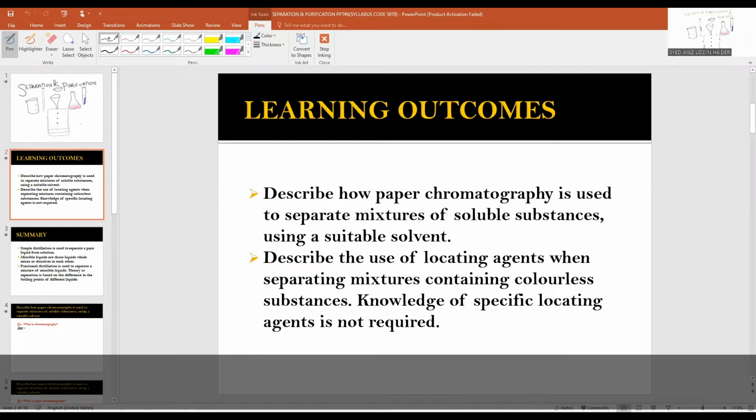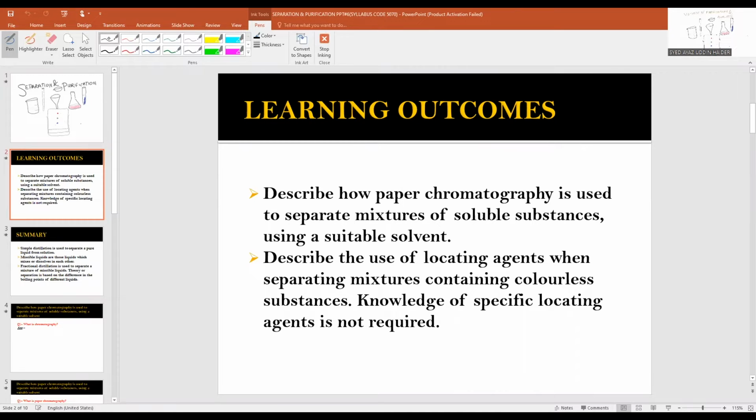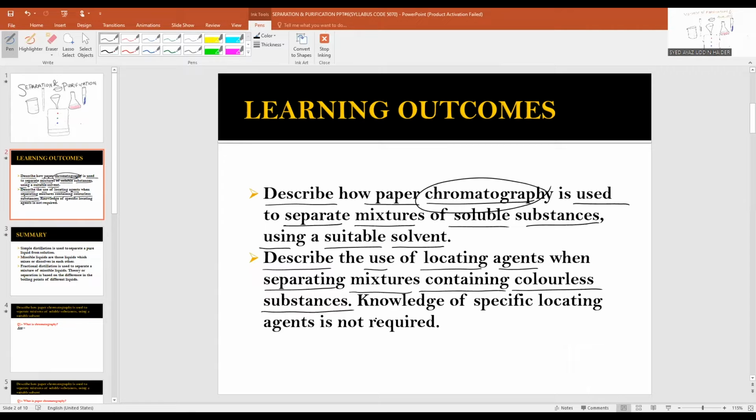The next SLO for separation and purification is about chromatography. So let's see the learning outcomes for this lesson. Describe how paper chromatography is used to separate mixtures of soluble substances using a suitable solvent. Describe the use of locating agents when separating mixtures containing colorless substances. Knowledge of specific locating agents is not required.